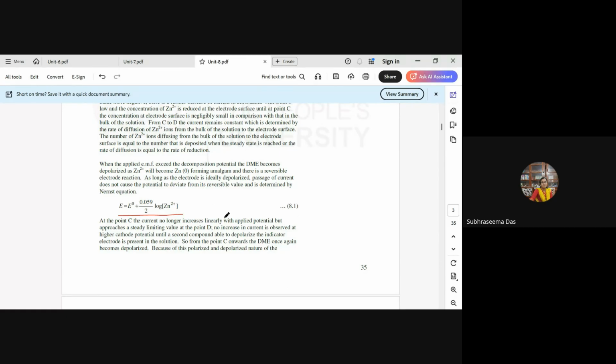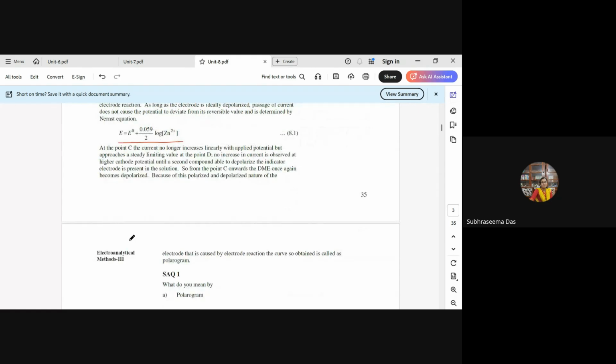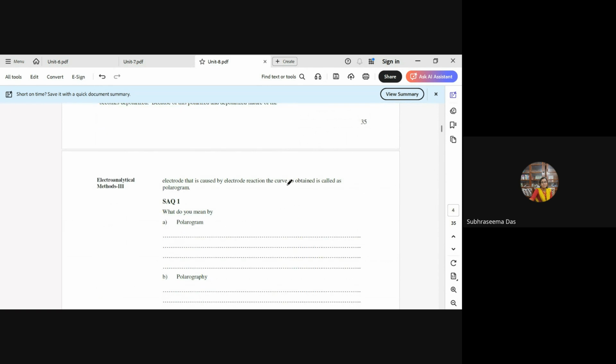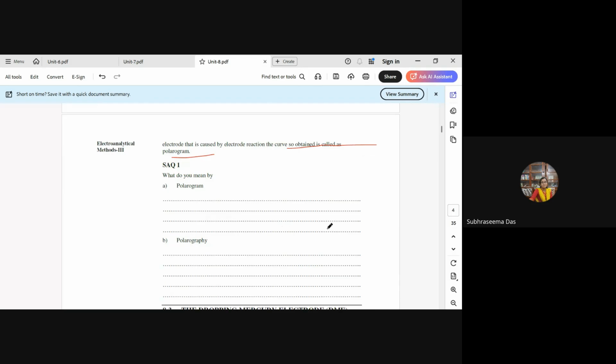So from the point C onwards, the DME becomes depolarized. Because of this depolarized nature of the electrode, the curve so obtained is called a polarogram. We see that it becomes polarized, again it becomes depolarized, and this is how the name polarogram comes into effect.